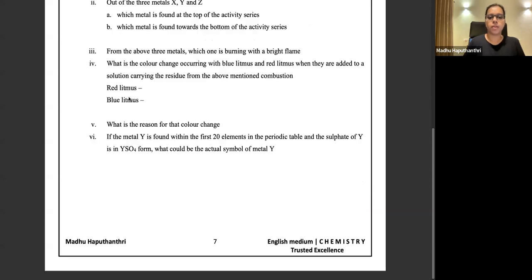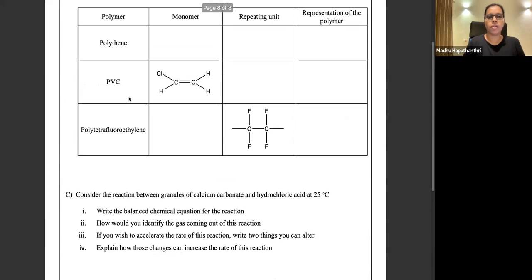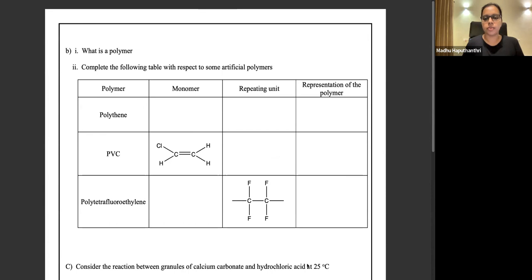What is a polymer? How would you define the word polymer? Polymer means it's a large molecule. That's one point. Polymers are large. We never get tiny, small polymers. No, polymers are always large.